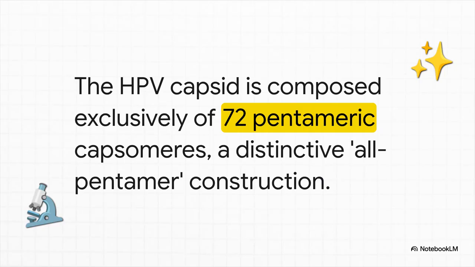Now, this is where it gets really interesting from a structural standpoint. Take a look at that capsid. It has this unique construction. It's built exclusively from 72 pentameric capsomers. Think of it as an all-pentamer build. This is actually pretty unusual for its symmetry class, a T=7 lattice, because you'd normally expect to see a mix of pentamers and hexamers. So it's a real structural outlier.